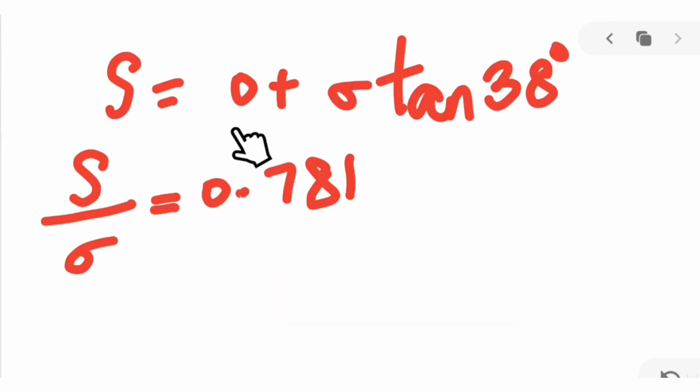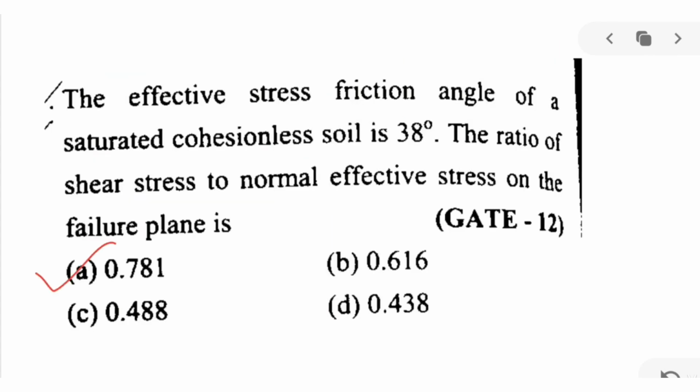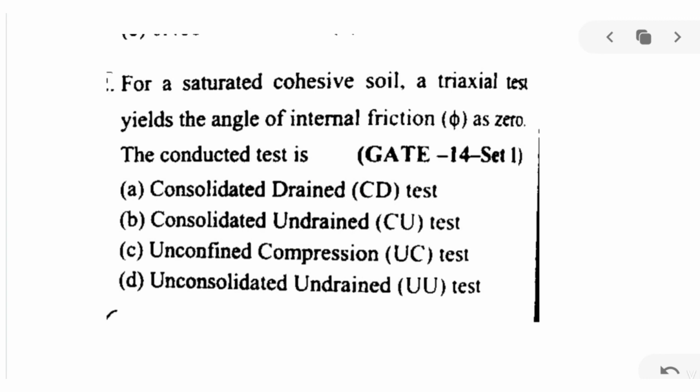Just by substituting in the equation, S equals C plus sigma tan phi, I got the ratio of shear stress to normal effective stress to be 0.781. Option A is right. Next question is from GATE 2014. For a saturated cohesive soil, a triaxial test yields the angle of internal friction phi as 0. The test is.